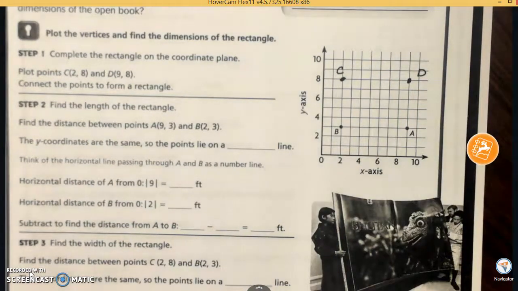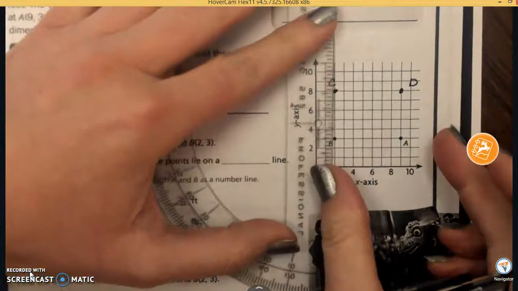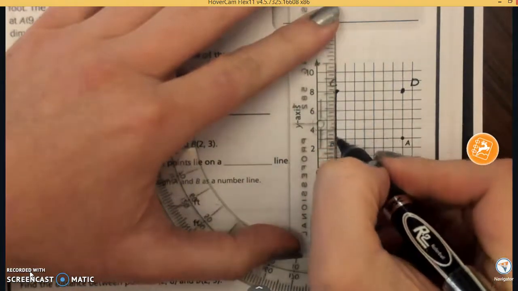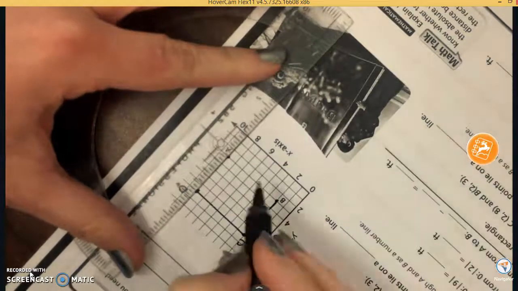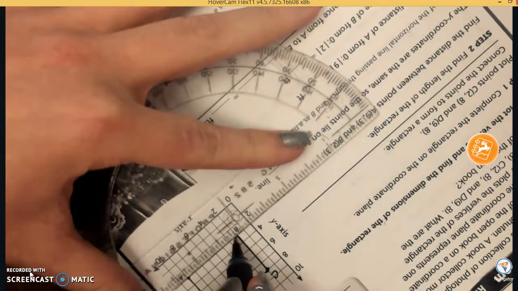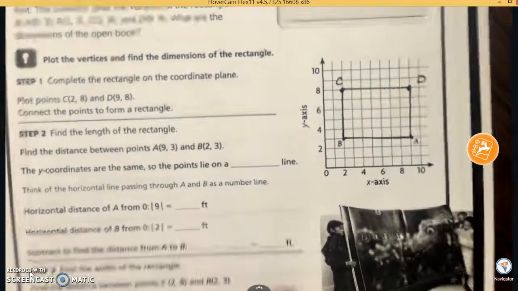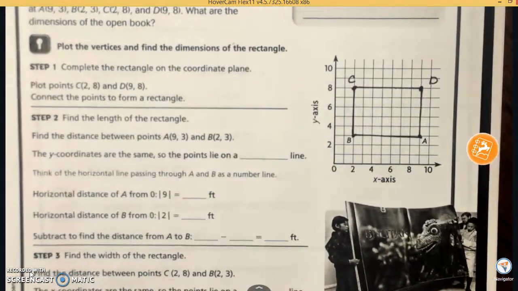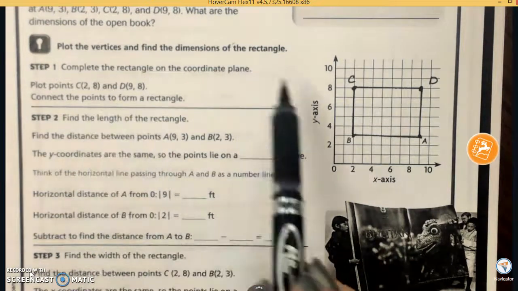So then it wants us to connect our points. Let me grab a protractor here to use to help me keep my line straight. Of course, this should be easy because it's already on a line. Alright, so let's turn it back around. So this is what we've got. So that takes care of step 1, where we have graphed or plotted the points and we've labeled them.